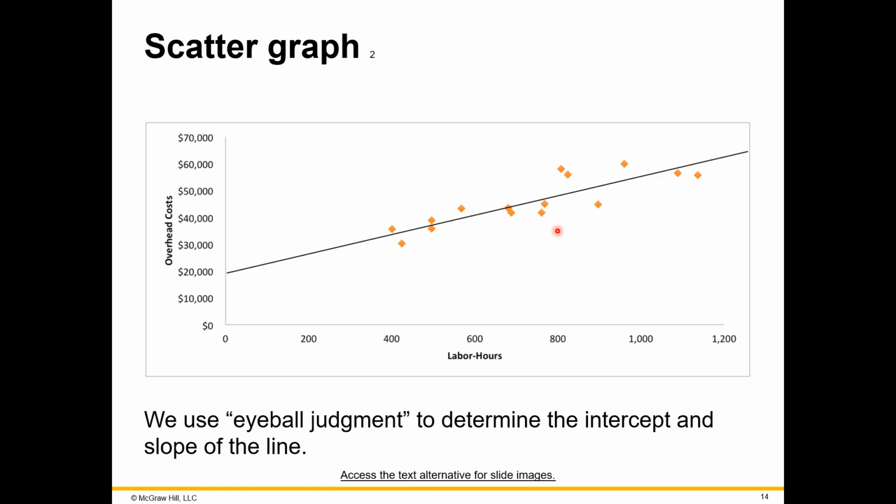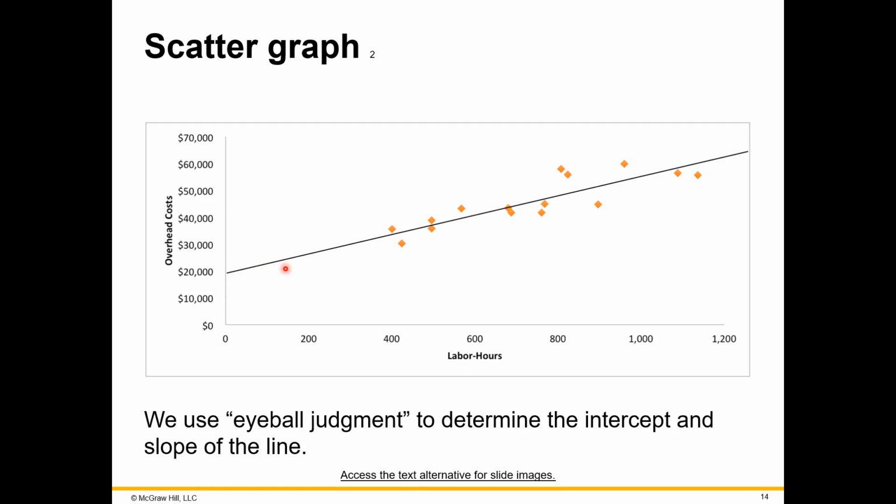One of the easiest things to tell from a graph like this is what fixed cost would be. Remember, costs rise the more labor hours are incurred, but at 0, we're still incurring costs. And it looks like it's roughly around 20,000. It's not going to be exact, but for our purposes, we don't really need it to be exact at this time. So for total overhead costs, we're going to start with 20,000, and then as we increase our labor hours, we're going to incur more costs.